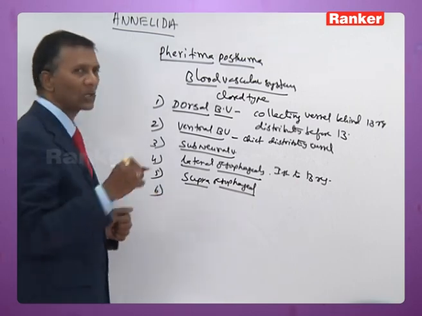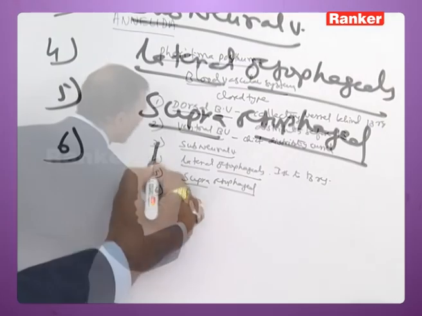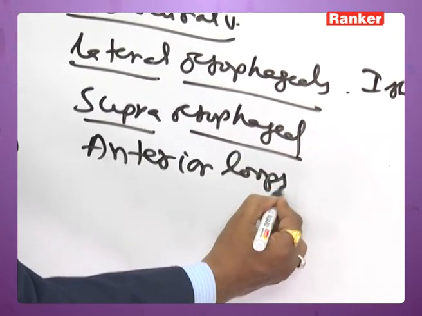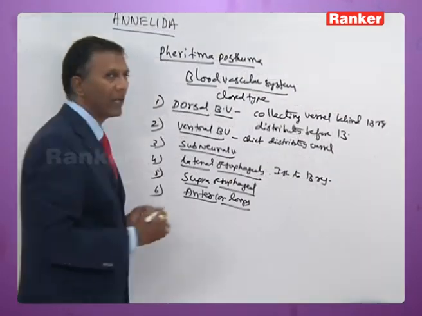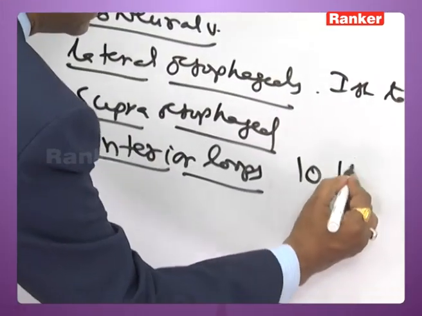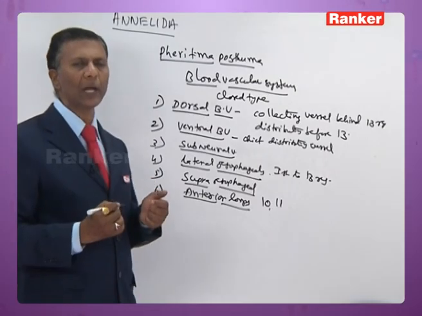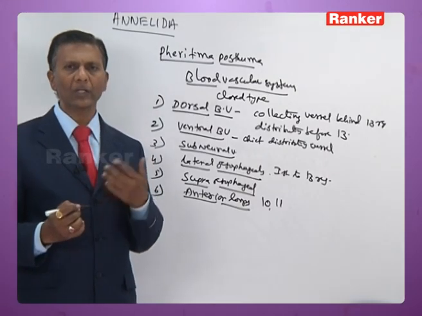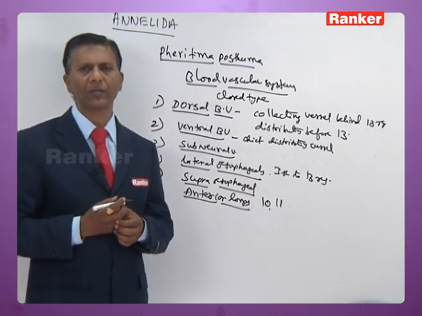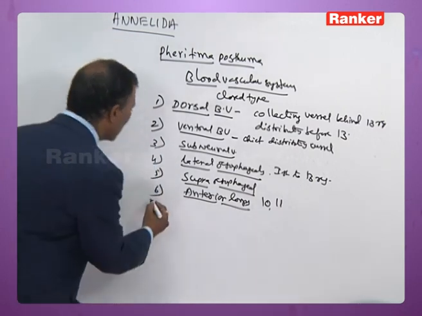Then among the transverse blood vessels, the important ones are anterior loops. Two pairs of anterior loops are present, in the 10th and 11th segments. The anterior loops carry blood from lateral esophageal to supraesophageal.